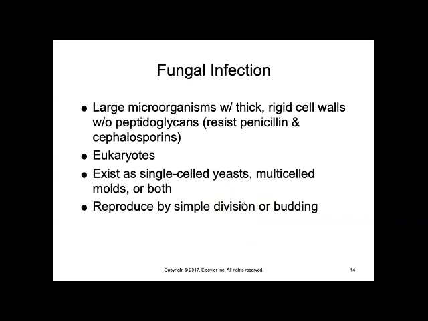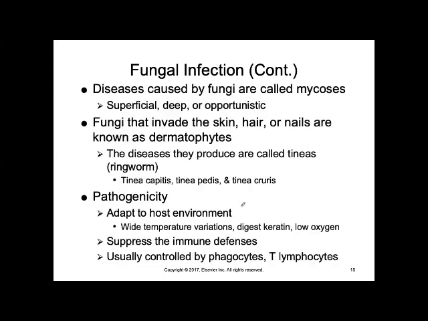All right, they have rigid cell walls made of chitin. They exist either as single-celled or multicellular organisms, and sometimes they can exist as either or, right? They reproduce by simple division or budding, but they can also engage in sexual reproduction, depending on the type of fungus we're talking about. Diseases that are caused by fungi are called mycoses.